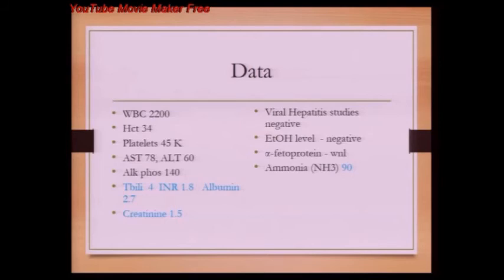Alkaline phosphatase 140, that's a teeny bit up, but his bilirubin is high, 4. His INR is elevated, it should be 1. His albumin is low, anything below 3 is pretty darn low, and even his kidney function is not great. Creatinine should be 1 or maybe less.